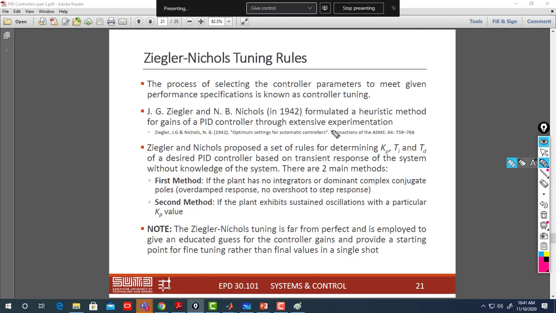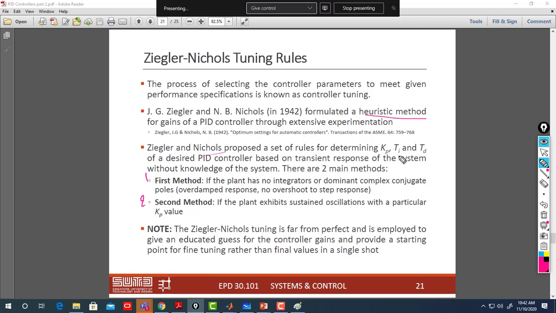heuristic method that we can use to deduce the PID controller gains. So they did extensive experiments, a lot of experiments. If you look at their paper, based on it they concluded about a heuristic method we can use. What is a heuristic method? They said to us we have two methods we can use.